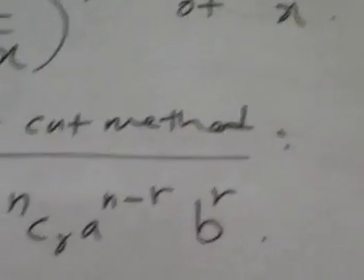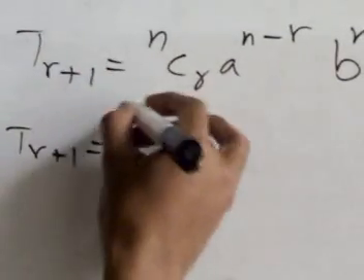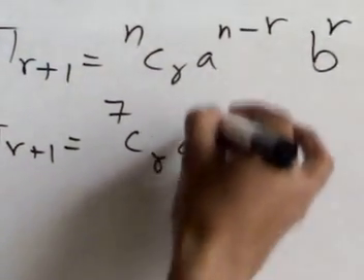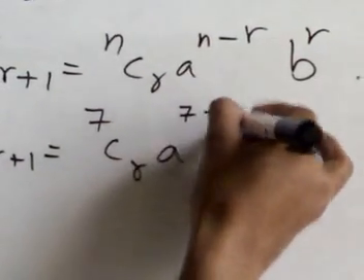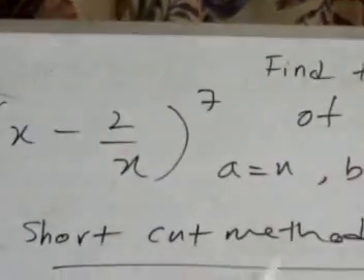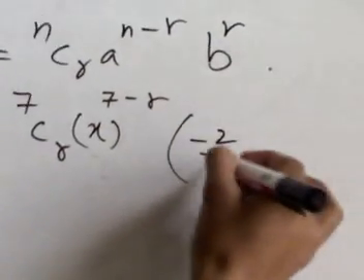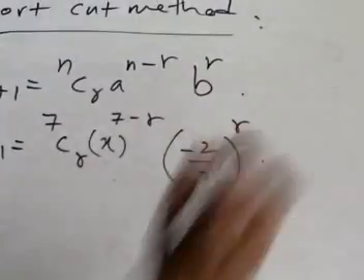Now you see how. T(r+1), we do not know what r is. This will be 7Cr a^(7-r) b^r. What is your a over here? a is x and b is minus 2 by x. Always take the sign of b inside b. So a is x and b is minus 2 by x, raised to r.